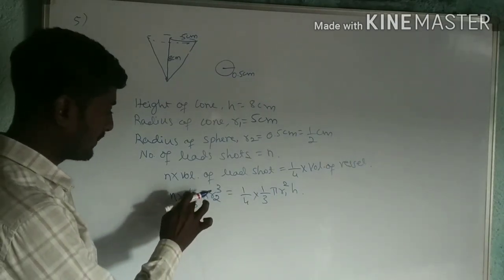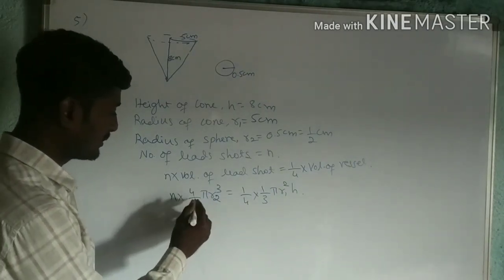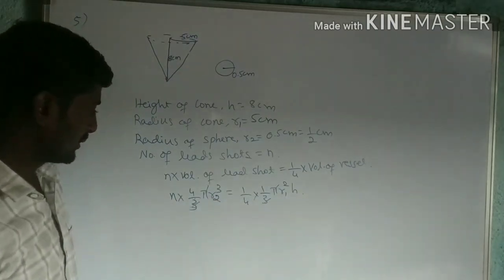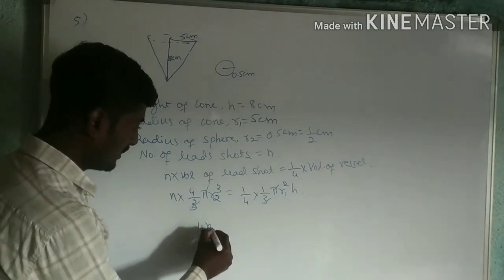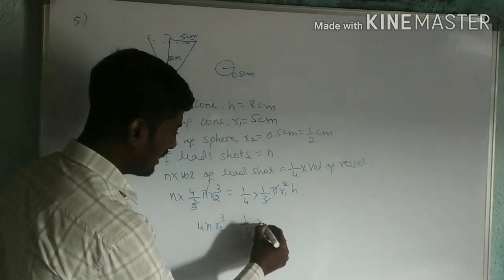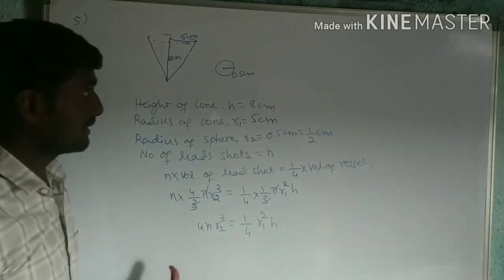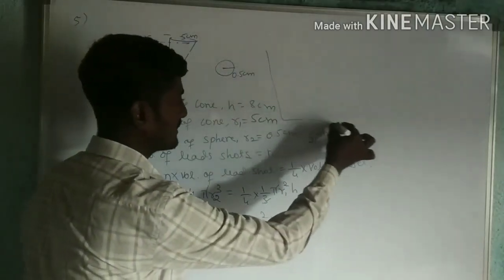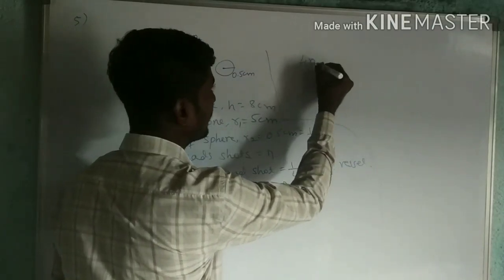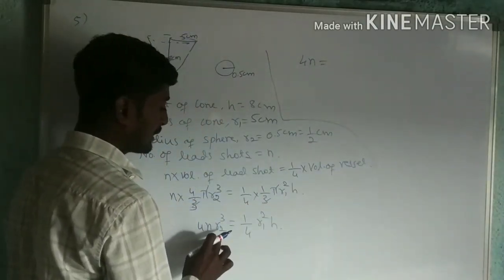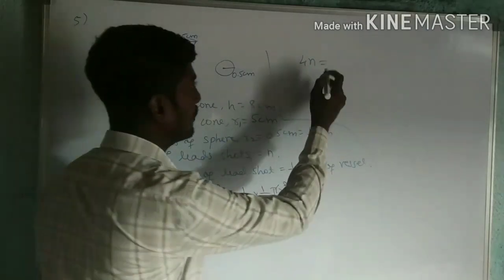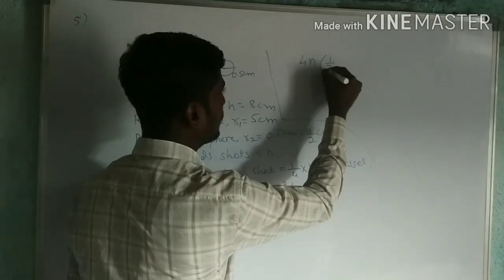Here the 3 gets cancelled, and pi gets cancelled. So what remains is 4n r2 cube is equal to 1 divided by 4 r1 square h. Now we can substitute the values. We have to find n. R2 value is 1/2, so 4n into 1/2 cube.